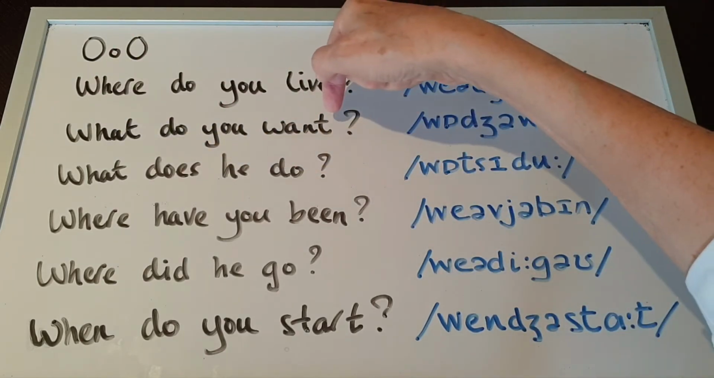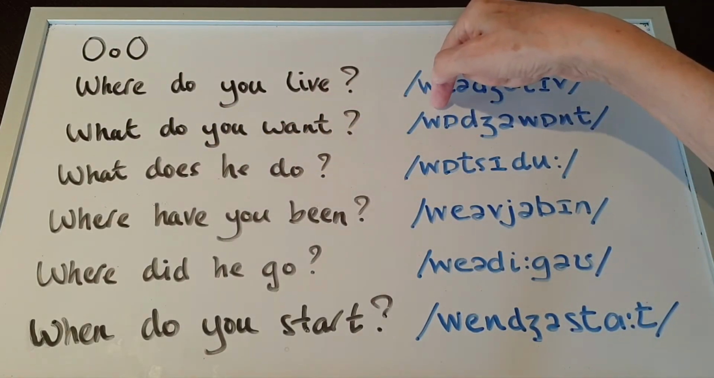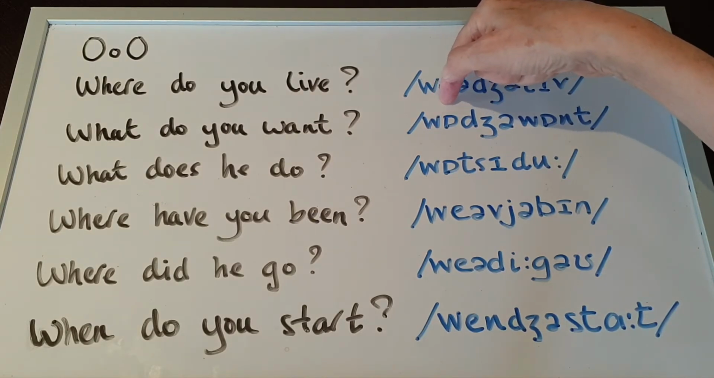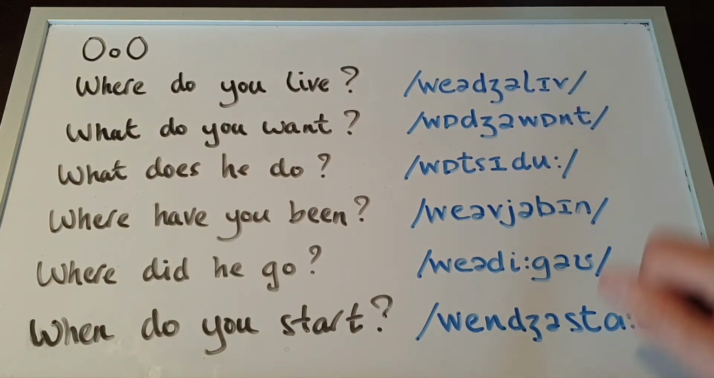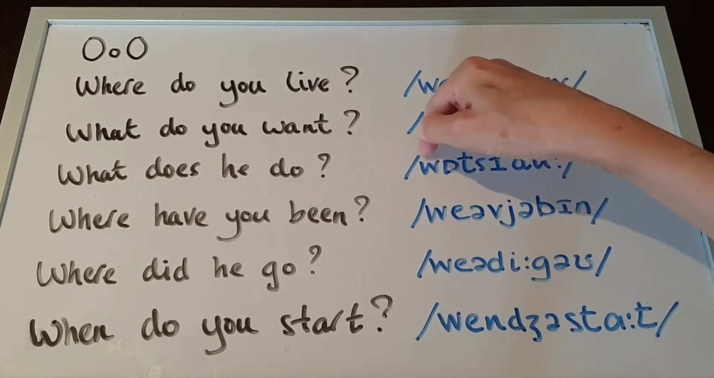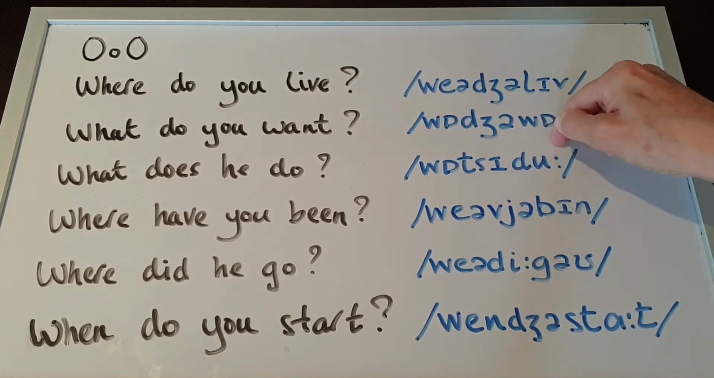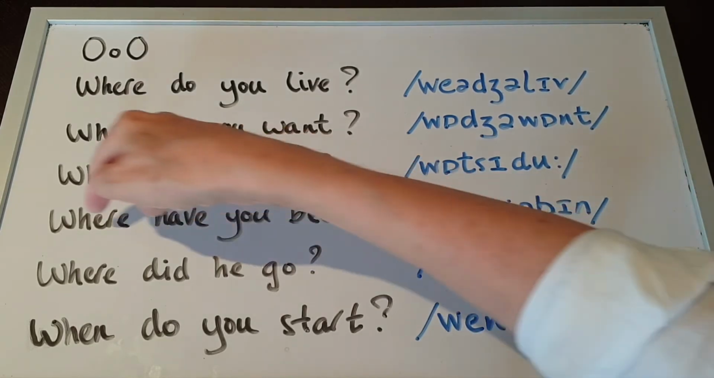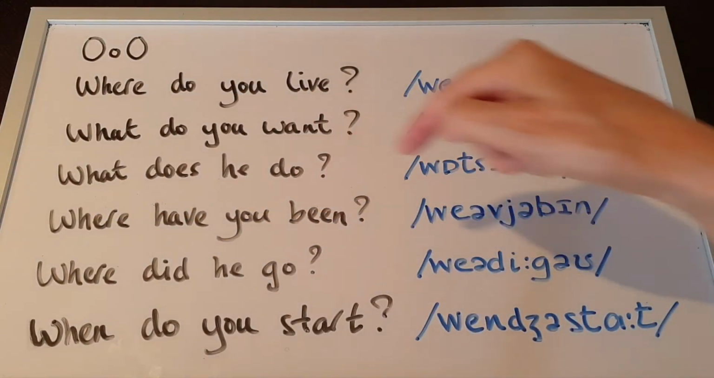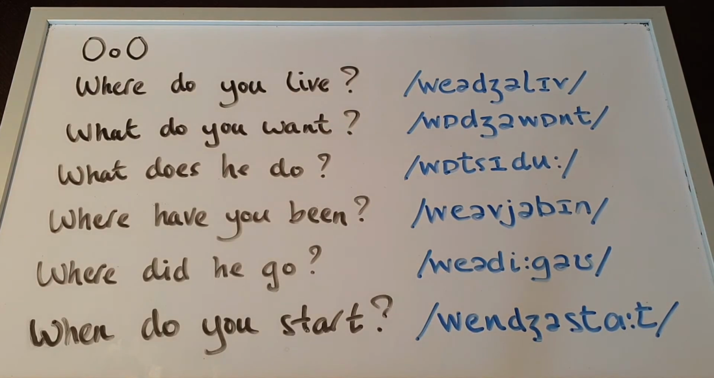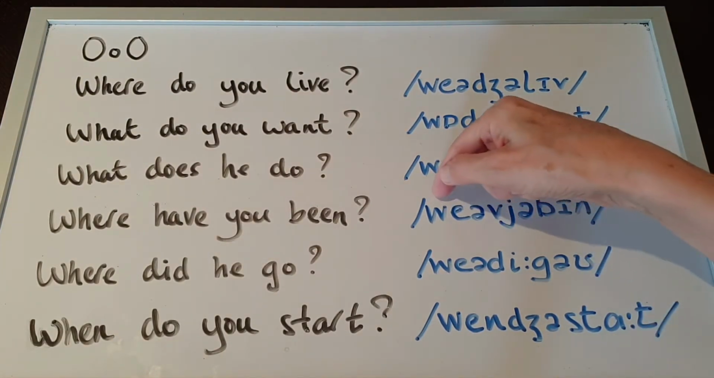Next one. What'd you want? Number 3. What's he do? This one. Number 4. Where have you been?